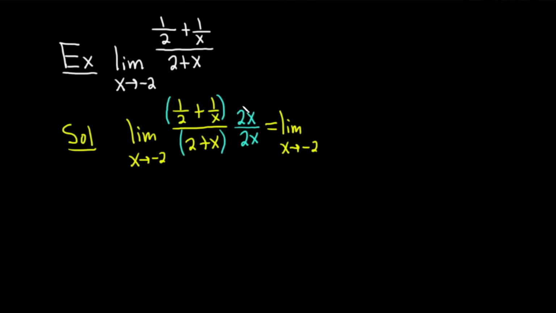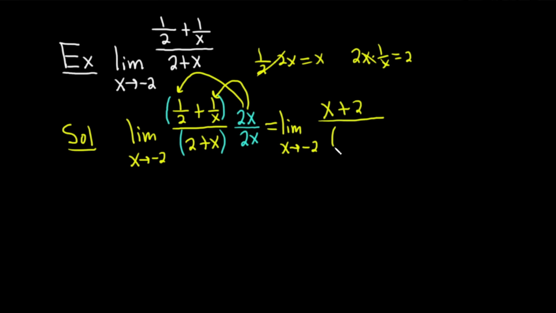So let's see, we're going to take the 2x and multiply it by 1/2. What that gives us is 1/2 times 2x, and basically the 2's will cancel and we'll just get x. Then we're going to take the 2x and multiply by 1 over x. We get 2x times 1 over x, and the x's will cancel and we'll just get 2. So we're just going to get plus 2.